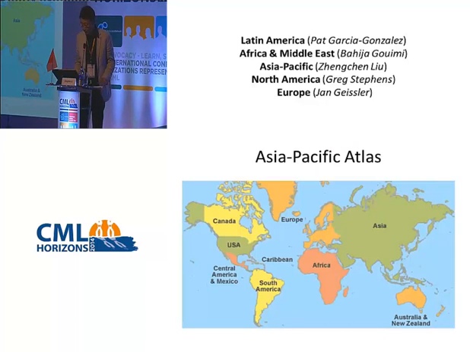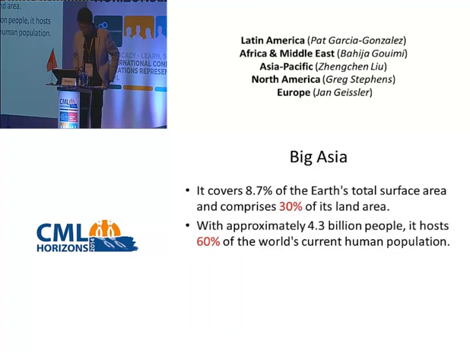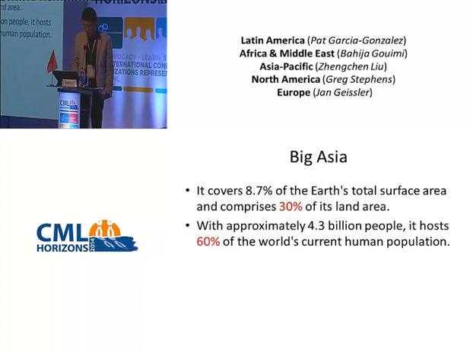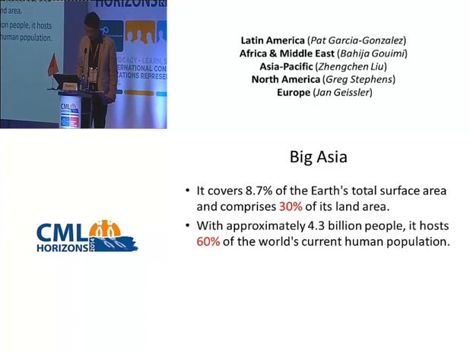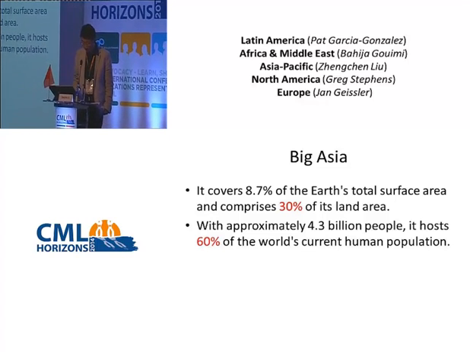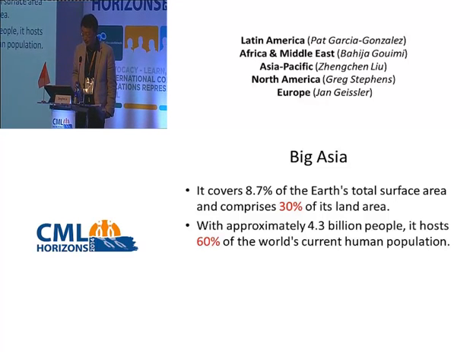And this is a map of Asia Pacific. It's a very big area, as we can see from the map. Asia is a very big continent, and if you add Australia and New Zealand, it's even bigger. Firstly, the keyword of Asia is big. It covers 8.7% of the Earth's total surface area and comprises 30% of its land area. With approximately 4.3 billion people, it hosts 60% of the world's current human population.